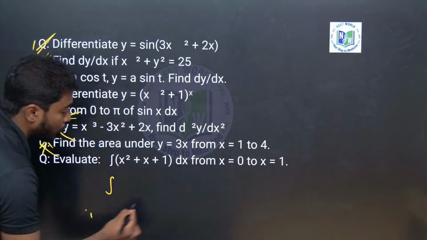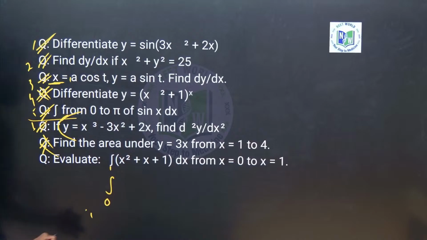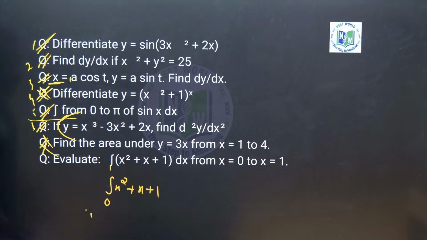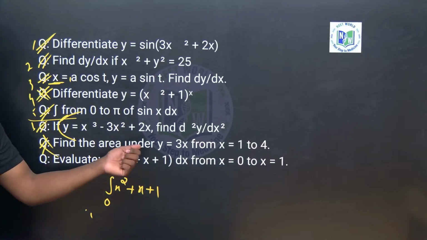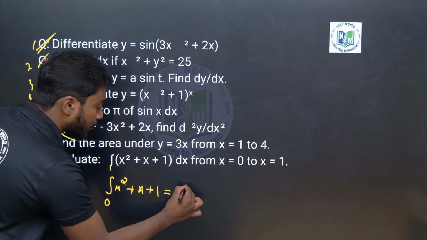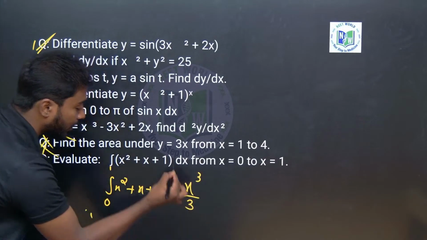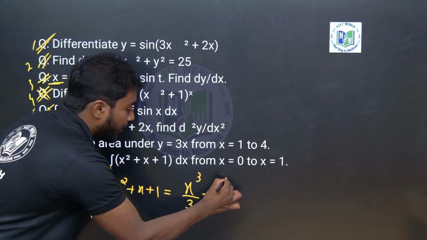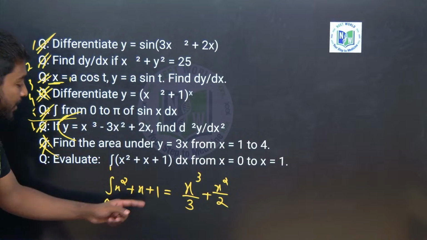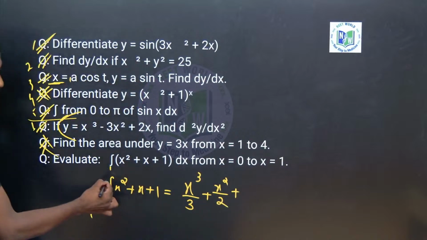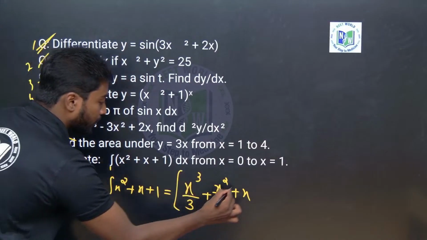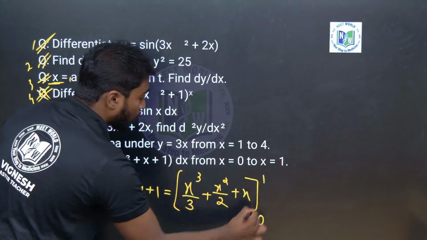The integral from 0 to 1 of x square plus x plus 1. What is the integration of x square? That is x power n plus 1 by n plus 1. So x cube by 3 plus x square by 2 plus the integration of the constant with respect to x, which is x. So from 0 to 1.